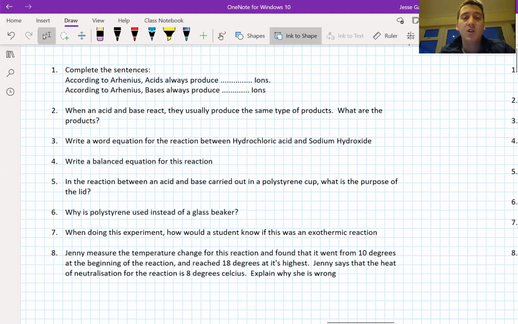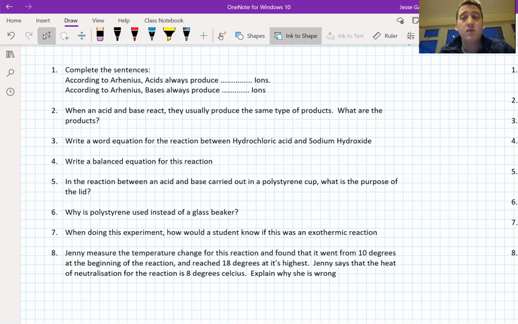And lastly, Jenny measured the temperature change for this reaction and found that it went from 10 degrees at the beginning of the reaction and reached 18 degrees at its highest. Jenny says that the heat of neutralization for the reaction is 8 degrees Celsius. Explain why she is wrong. Okay, maybe this was the most challenging one. So why is it wrong?